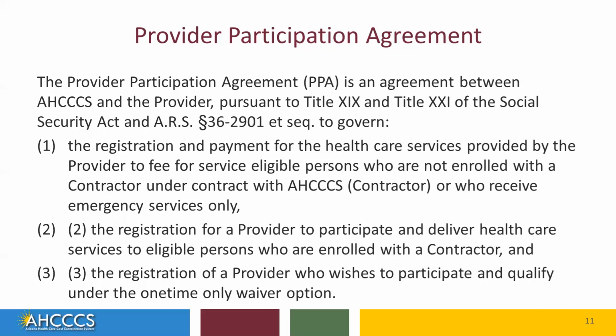So beginning on for the provider participation agreement. So also known as PPA, this is an agreement between AHCCCS and the provider pursuant to Title 19 and Title 21 of the Social Security Act and ARS 36-2901 to govern first the registration and payment for the healthcare services provided by the provider to fee-for-service eligible persons who are not enrolled with the contractor under contract with AHCCCS, AHCCCS, of course, being the contractor, or who receive emergency services only.